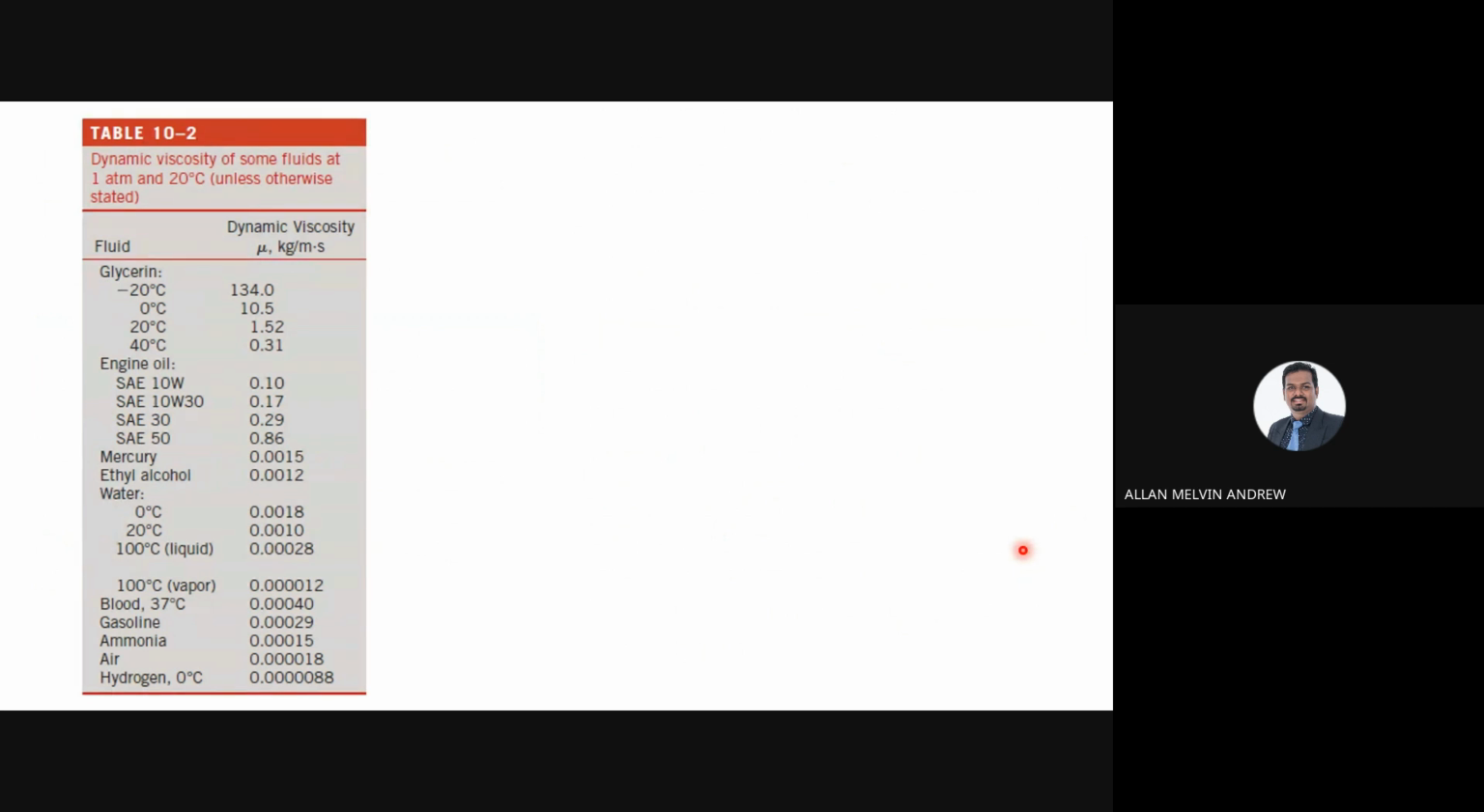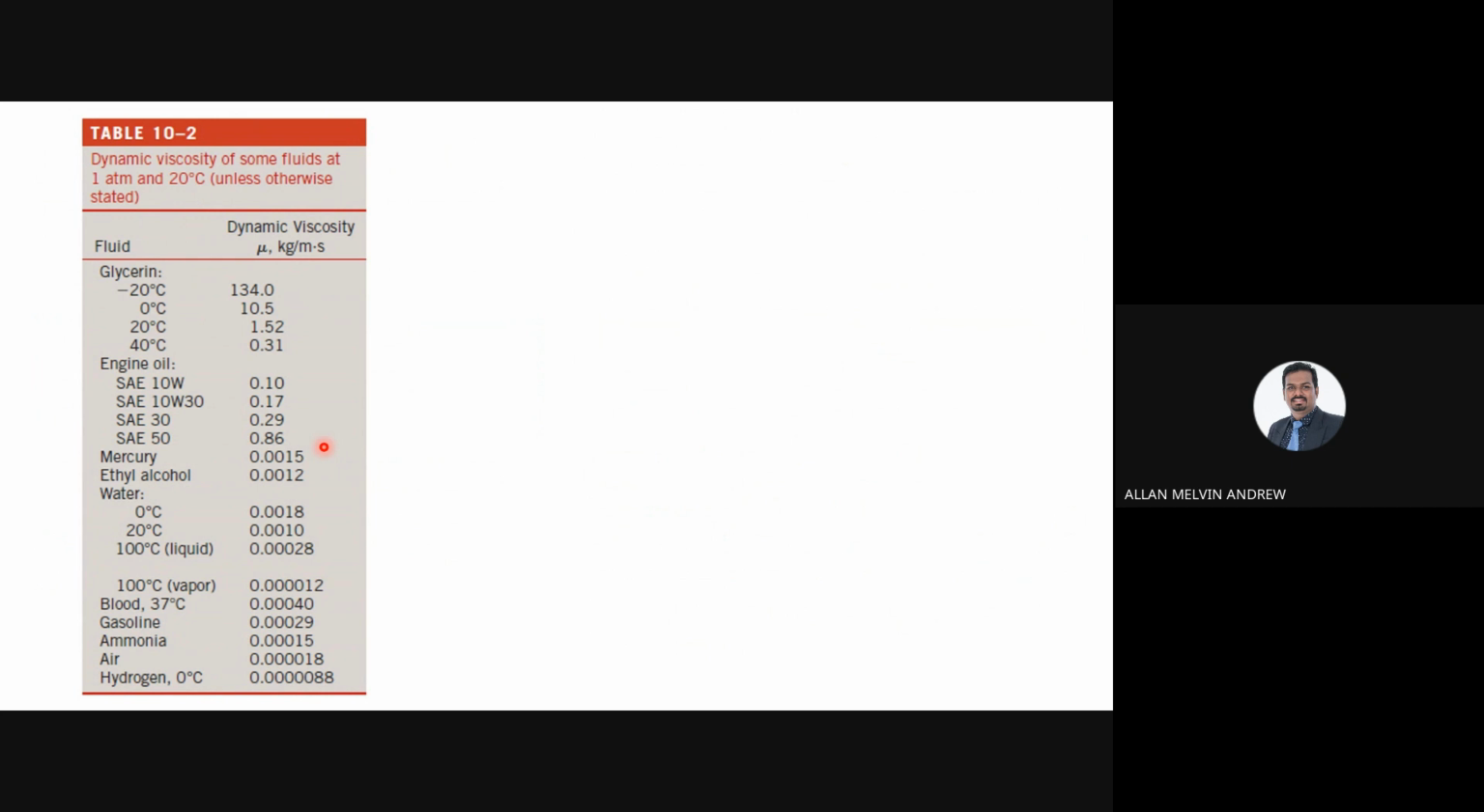Okay, so you can see this table. The dynamic viscosity of some fluids at 1 atmospheric pressure and 20 degrees Celsius. You can see glycerin. We have engine oil. If you usually bring your car for service, you will see on the bottle it is written 10W30, 20W50. All of those are different viscosities of engine oil.